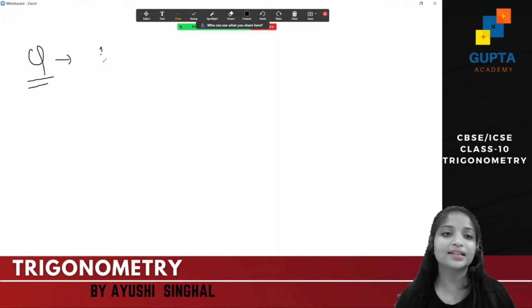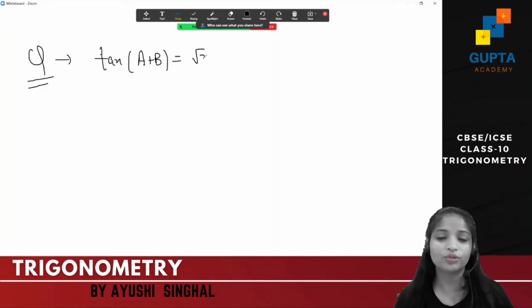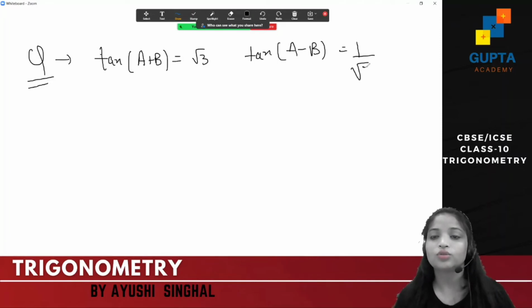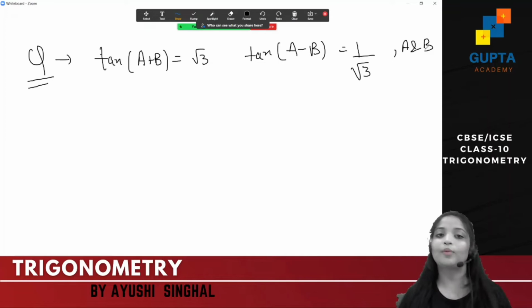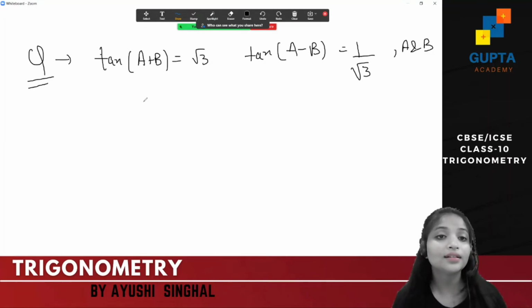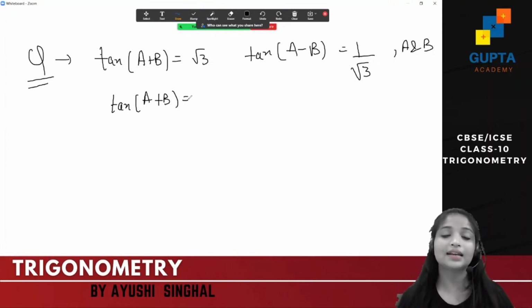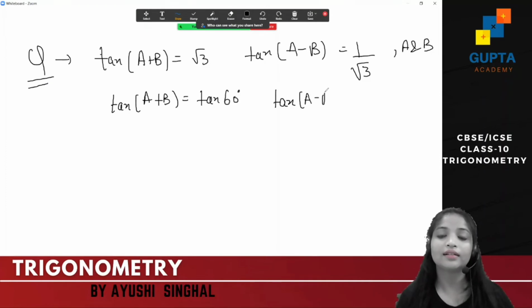Right? The question is, it's given tan a plus b is equal to root 3, and it's also given tan a minus b is 1 by root 3. So we need to find the values of a and b. मतलब you have to calculate what is their angle. तो अब आपको पता है कि tan root 3 कब होता है? 60 degree पे. That means tan a plus b is nothing but tan 60 degree. And 1 by root 3 कब होता है? tan 30 पे. तो क्या मैं बोल सकती हूँ कि a plus b 60 है और a minus b 30 है?